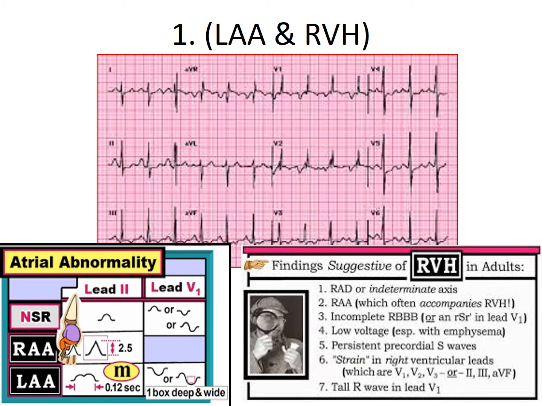Criteria of right ventricular hypertrophy include right axis deviation or indeterminate axis, right atrial enlargement, which often accompanies right ventricular hypertrophy, incomplete right bundle branch block or an RSR' in lead V1, low voltage, especially with emphysema, persistent precordial S waves from V1 to V6, strain in right ventricular leads, and finally a tall R wave in lead V1.